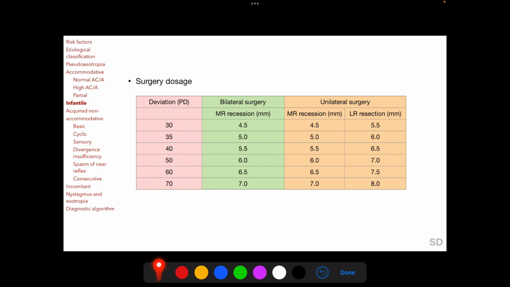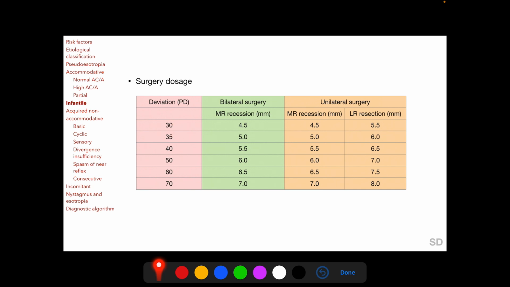For bilateral surgery, recession of each MR muscle in millimeters is given as follows for a corresponding amount of deviation measured. And for unilateral surgery, the amount of recession of medial rectus muscle in millimeters and the amount of resection of the ipsilateral lateral rectus muscle in millimeters is also given for corresponding amount of deviations measured.